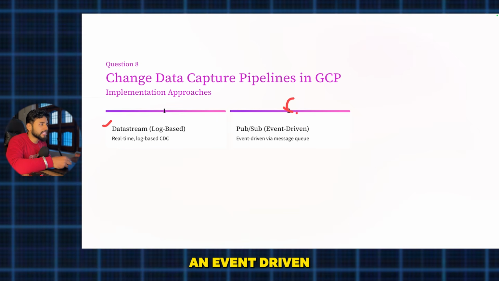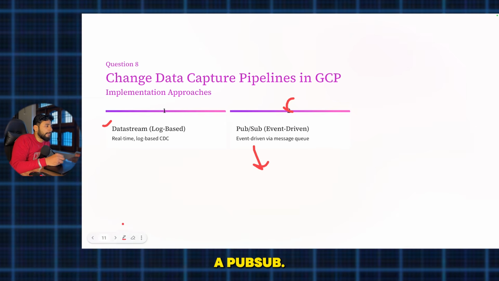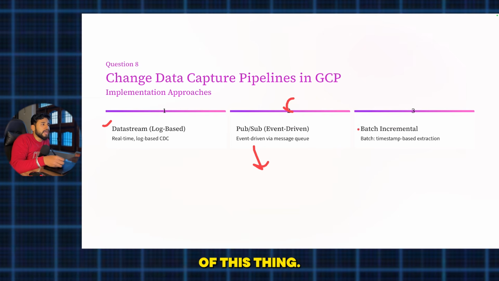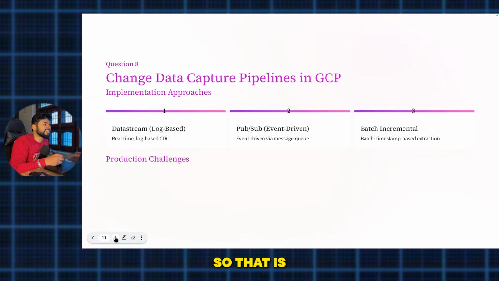Second thing you can use is event driven, where any kind of update or insert is happening, and that is Pub/Sub, which is also a service of this platform. Then batch incremental loads you can do. You can do timestamp based extraction and build that kind of batch incremental pipelines. So those are the things.